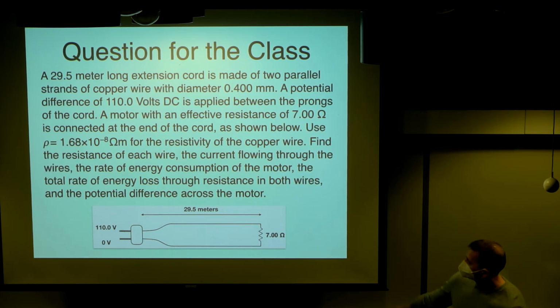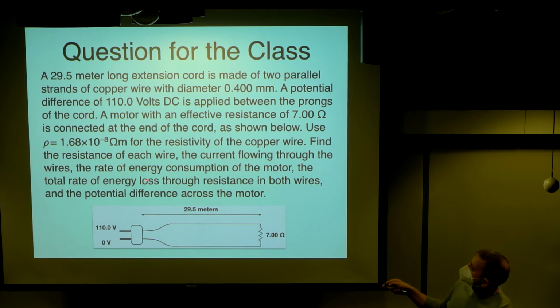So there are several different questions. First, find the resistance of each wire. So this wire segment here, that carries the current to the device. And it's the same as this resistance for this wire segment that carries the return current back to the wall. Okay? So get that resistance. Then find the current that's running through these wires. Okay, there's just a single current to solve for. We should be able to do that.